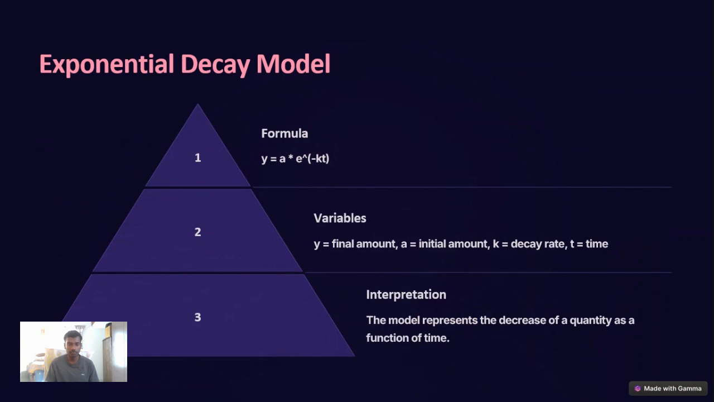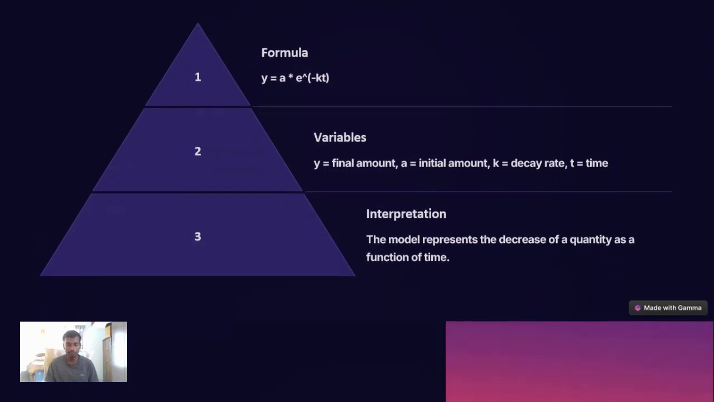Exponential decay model. The formula for exponential decay is y = a e^(-kt). Variables: y is the final amount, a is the initial amount, k is the decay rate, and t is the time. The interpretation for this exponential model is that the model represents the decrease of a quantity as a function of time.